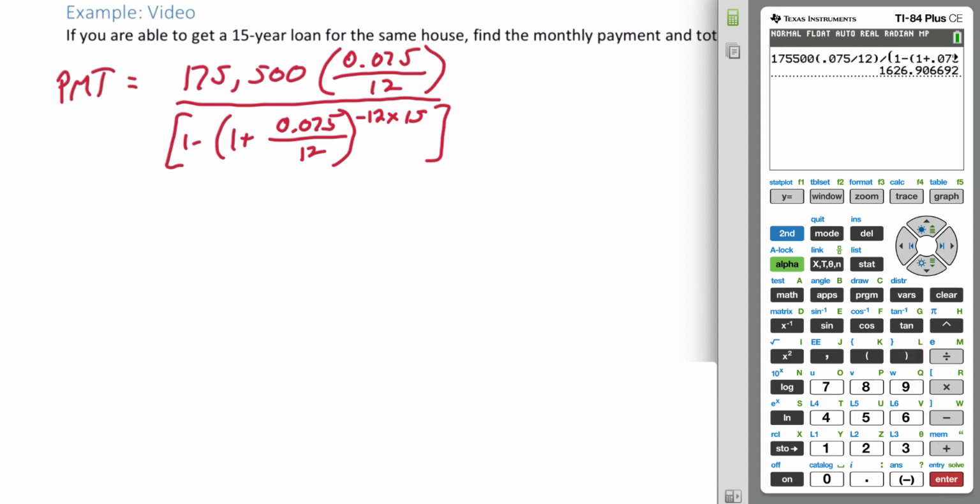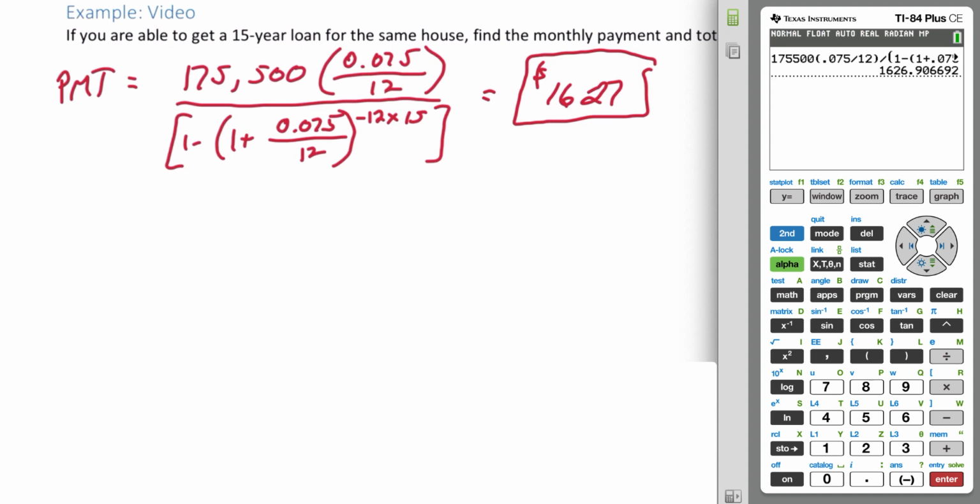This time our monthly payments are a little bit higher. The monthly payments are $1,627, again rounding to the nearest dollar. So this is what we're paying every month for 15 years.